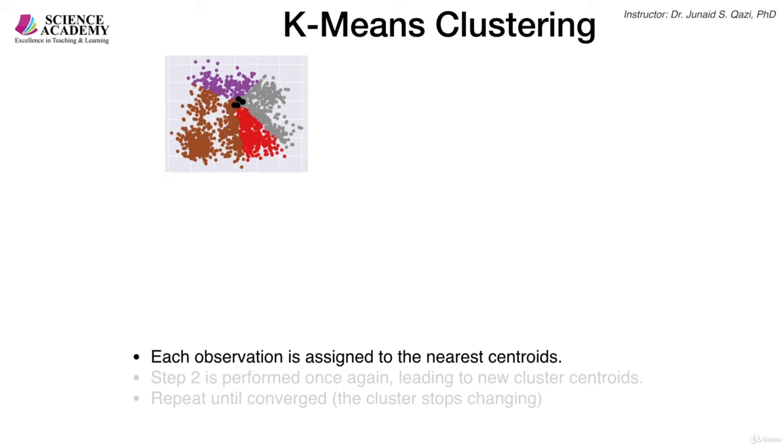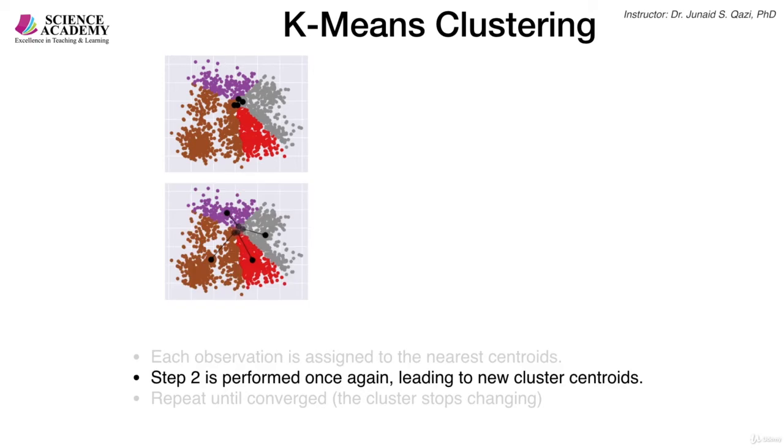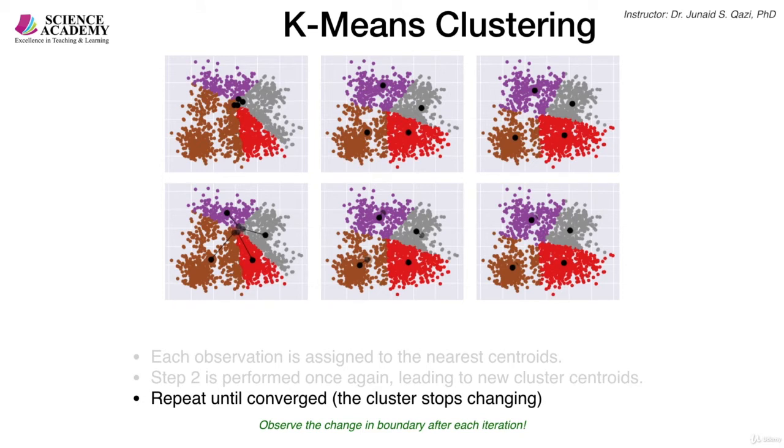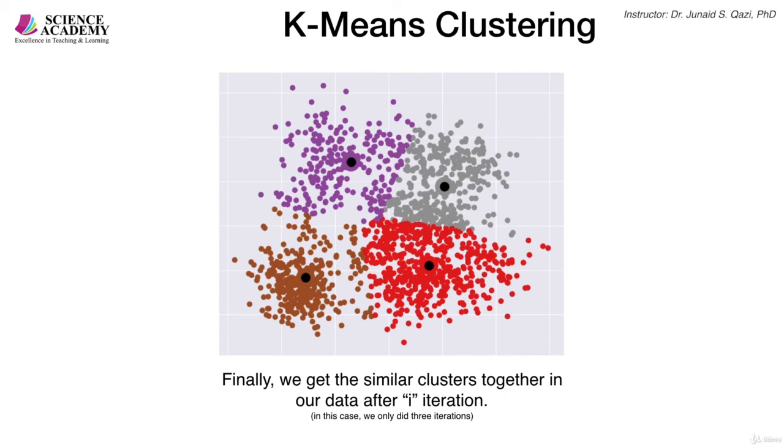But we are not done yet. We need to do more computation until the clusters stop changing. The next step is actually step 2 that we perform again, and this leads us to new cluster centroids. So we repeat these steps until converged. Converged means the clusters stop changing. So finally, we get similar clusters together in our data after iteration. In this example, we only did 3 iterations.